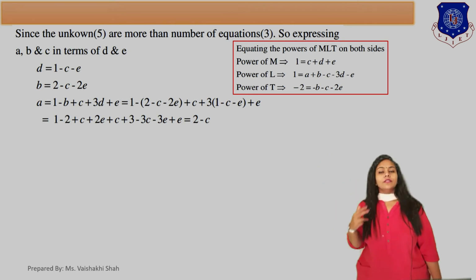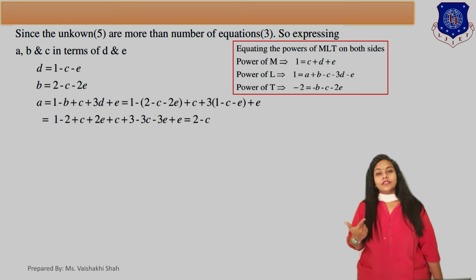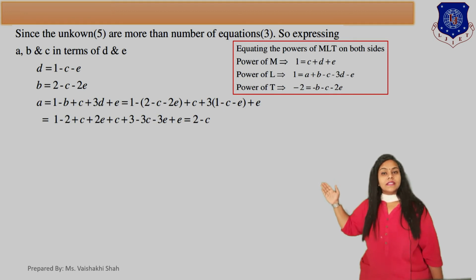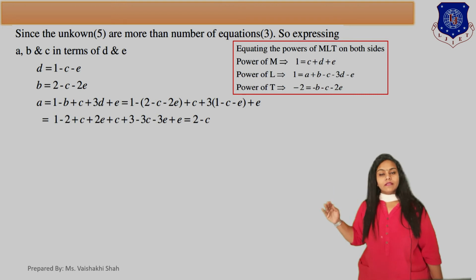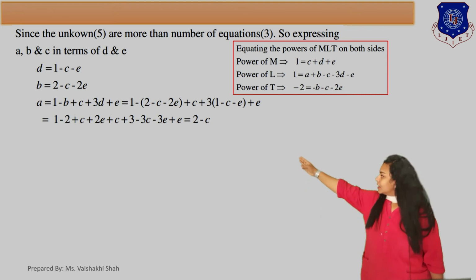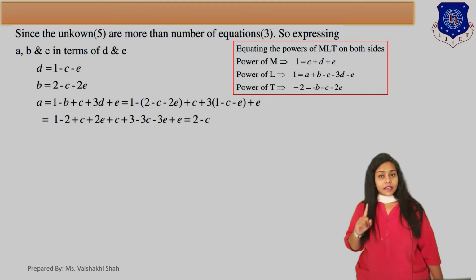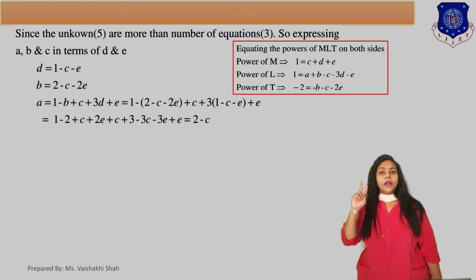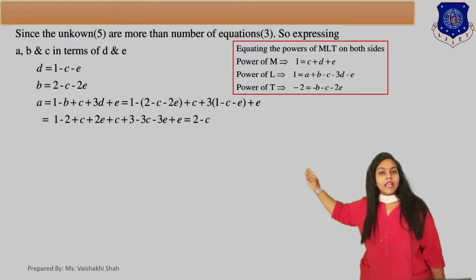Clear? Now in the second equation, the power of L, make A your subject. So you have A equals 1 minus B plus C plus 3D plus E. Now we have the two equations for B and D, so place the values of B and D in the equation of A.